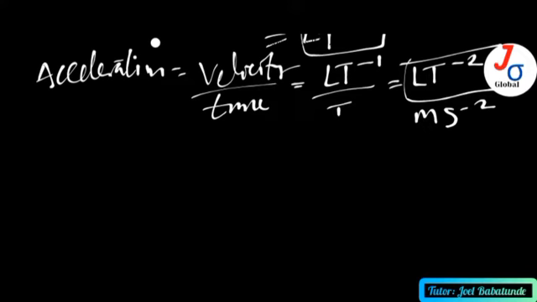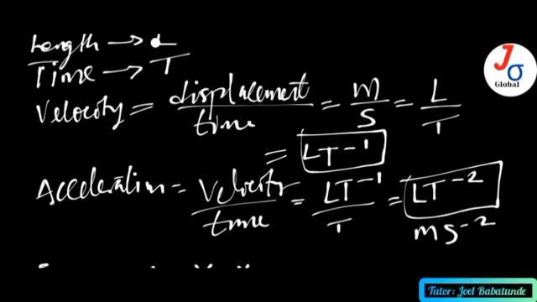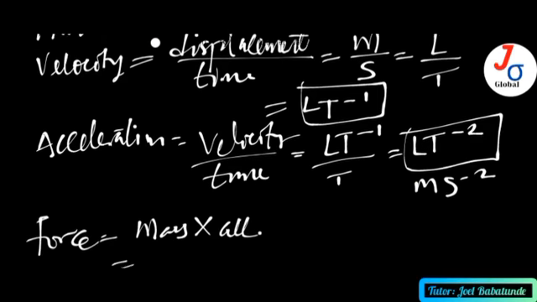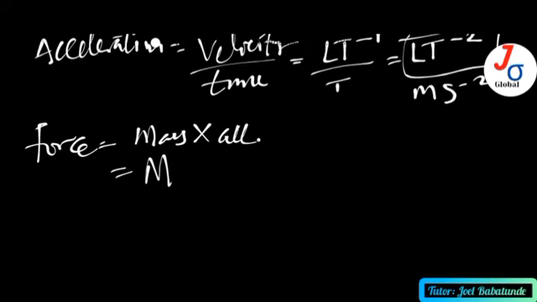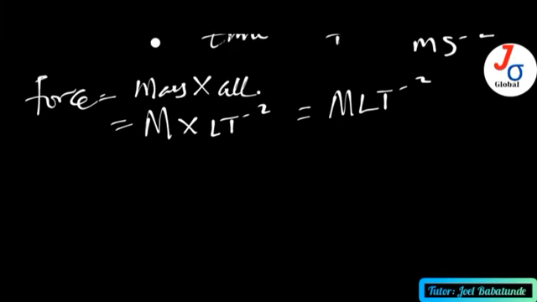Alright, so let's do force. Force is what? Mass times acceleration. So mass is measured in kg, and we already said that we don't want to do that, so we're doing dimensions. Mass is capital M, right? Capital M multiplied by what's the acceleration? Acceleration is LT to the power of minus 2, and so we have MLT to the power of minus 2. So that's the dimension for force.